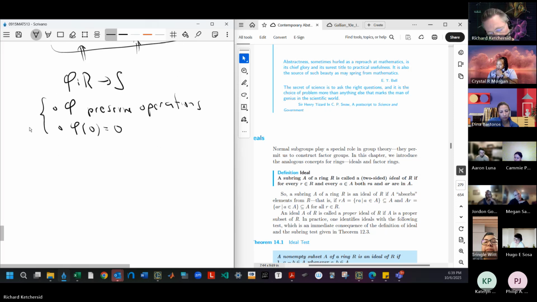Okay. Just like with groups, it's exactly the same. For groups, this had to preserve the identity, the additive identity. It had to preserve multiplication and inverses. So this is preserving addition, additive inverses, and multiplication. If I want my phi to also preserve 1, that's a different set of homomorphisms. If I'm looking at rings with unit, and I want to stay completely inside the world of rings with unit, then I need to also have it preserve 1. And if I want it to preserve fields, I need to also have it preserve multiplicative inverses.